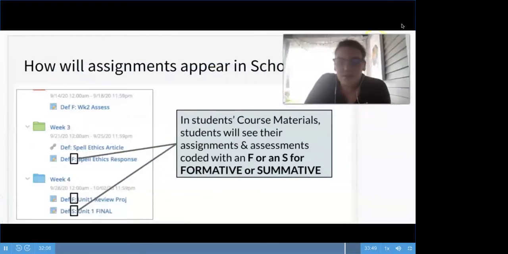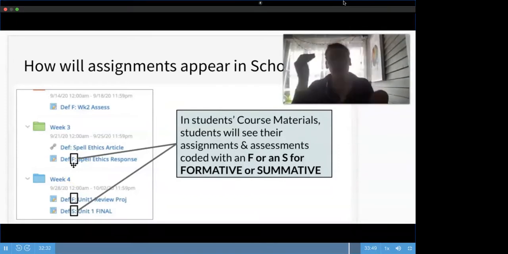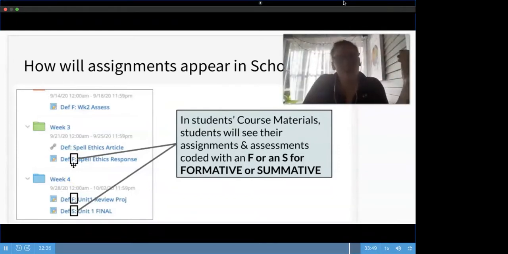How does this appear in Schoology? So this DEF, D-E-F, is Defense of the Dark Arts. It's just one of our classes that doesn't have any students in, and we show it to parents for this kind of thing. This F means formative, so it won't be counted. It doesn't go towards the end score, and that's the time where students get to learn and grow and try things out and ask questions. Those summatives are what counts.